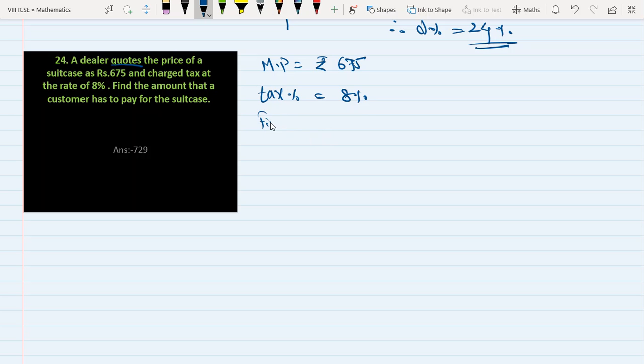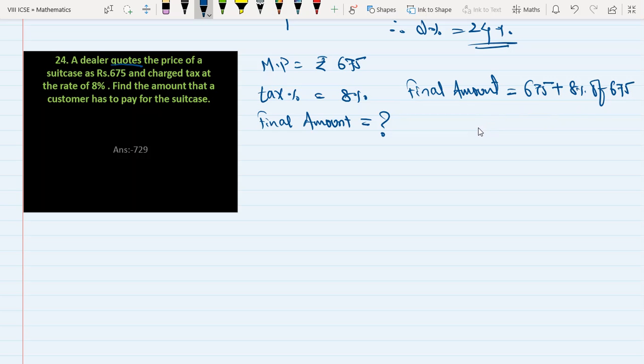Okay, so final amount has been asked. Now here there is no discount. Have they mentioned discount in the question? No. So that means there is no discount. So how to find the final amount? So final amount is equal to 675 plus 8% of 675.